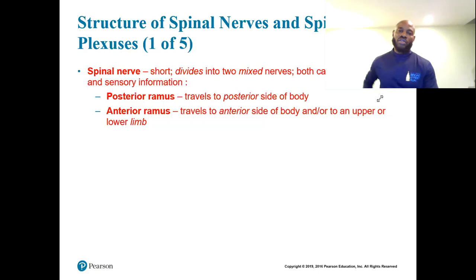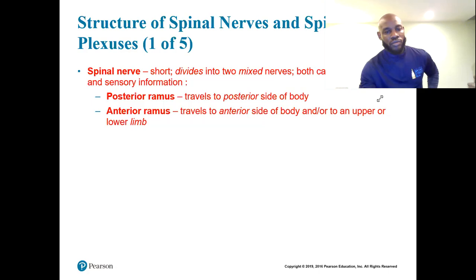So spinal nerves are, here it says short, divides into 2 mixed nerves. Remember, you have sensory and motor. 2 mixed nerves, both carry somatic motor and sensory information, okay? You're going to see this term ramus, posterior ramus, travels to the posterior side of the body. Anterior ramus travels to the anterior side of the body and or to an upper or lower limb, okay? So talking about the spinal nerve, short, divides into 2 mixed nerves, which carry motor and sensory information, okay?